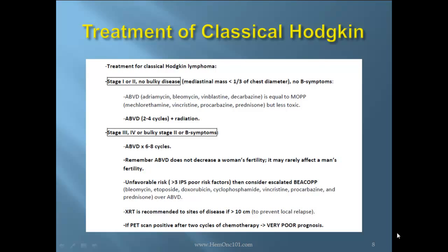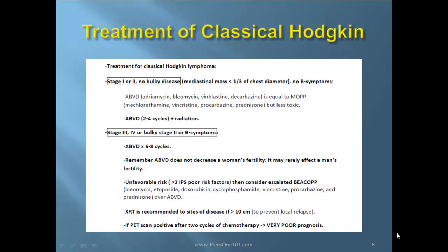And as we know, ABVD is adriamycin, bleomycin, vinblastine, and dacarbazine. And MOP is mechlorethamine, vincristine, procarbazine, prednisone. ABVD is equal to MOP but less toxic due to the fertility issues. So the recommended treatment is ABVD for 2 to 4 cycles plus radiation.